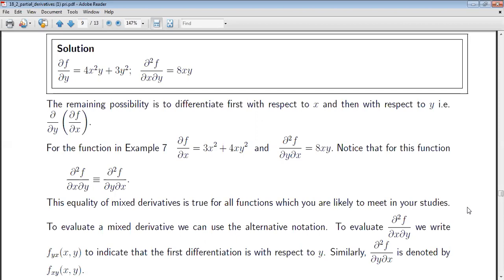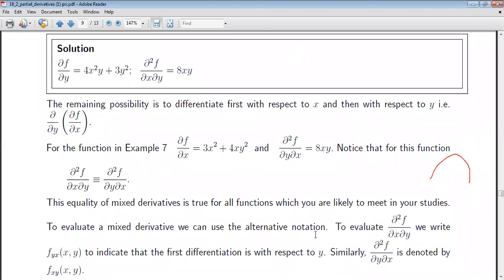See, for all the functions we take for finding the second order mixed derivative, we will get del square f del x del y equal to del square f del y del x in all cases. To evaluate a mixed derivative, we can use the alternative notation.